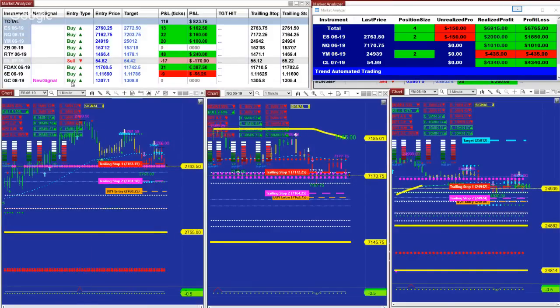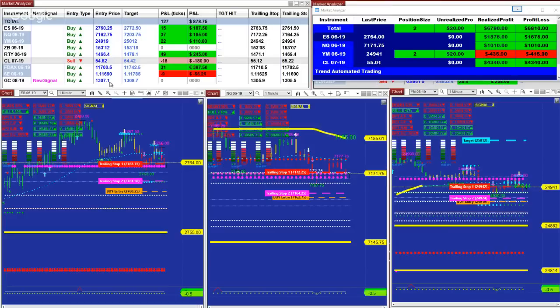New signal on the gold, buy 1307.1, target 1308.7. Again, it's a buy order, 1307.1. And we are about to go short signal on the NASDAQ and ES and probably Dow Jones. So we'll keep our eye on it and let you know.